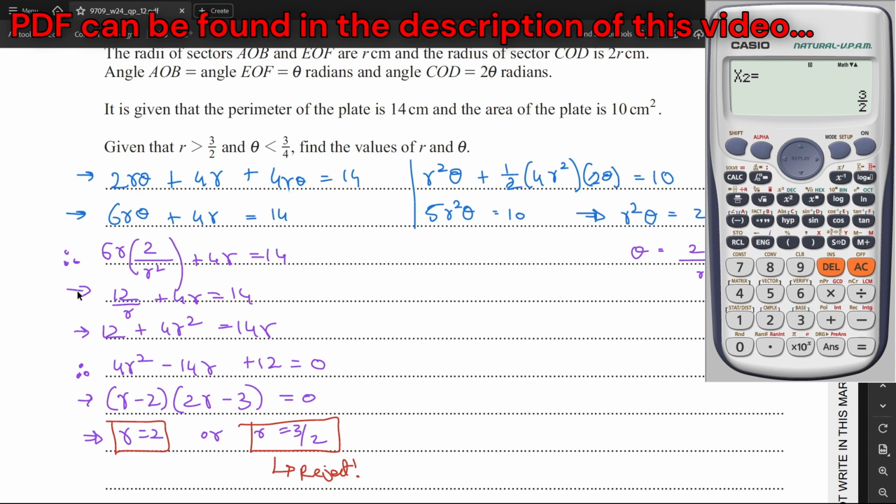And now that I've accepted the value of r as 2, what can I do further? I can simply go ahead and put the value of r over here as 2, and this is going to imply that theta is equal to 2 over 2 square, which is equal to 0.5. And that is going to be the final answer for your question 6.